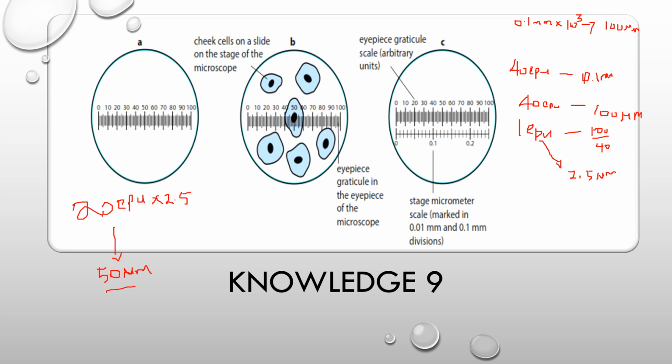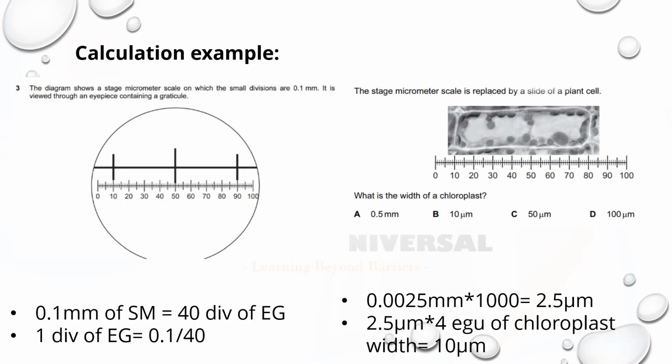You can replay this video, but let's check our knowledge. Let's go, guys. Look at this example here. Calculation example. The diagram shows a stage micrometer scale on which one small division is 0.1 millimeters. They have told us. Now the thick one is the stage micrometer, and these tiny ones are the eyepiece. They say the stage micrometer scale is replaced by a slide of plant cells, replaced by the specimen. Then they ask, what is the width of the chloroplast?